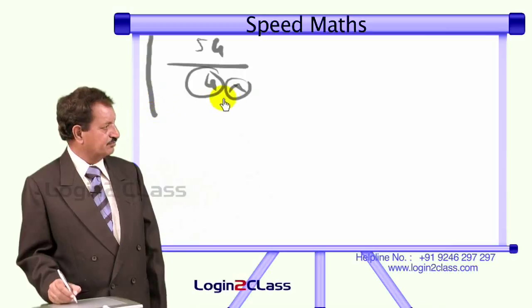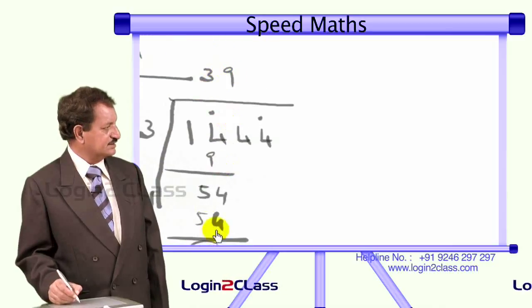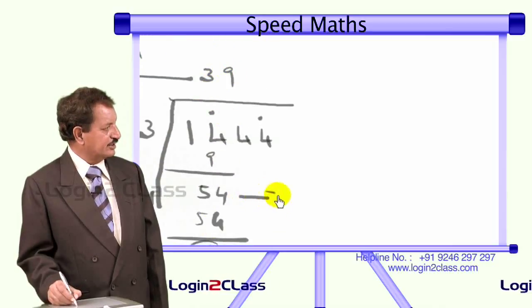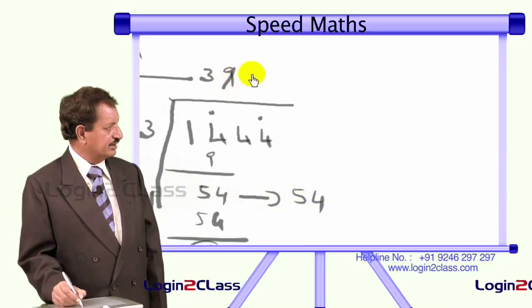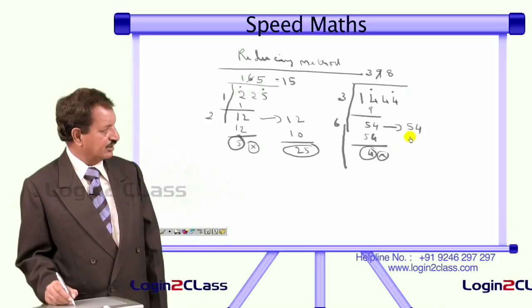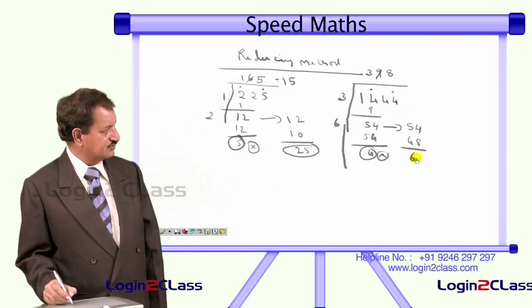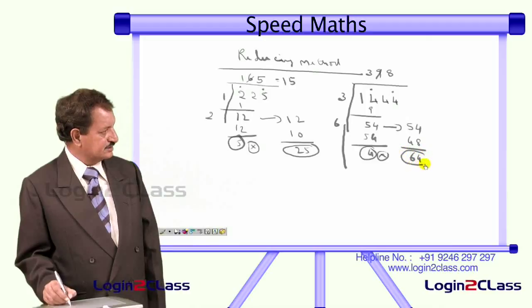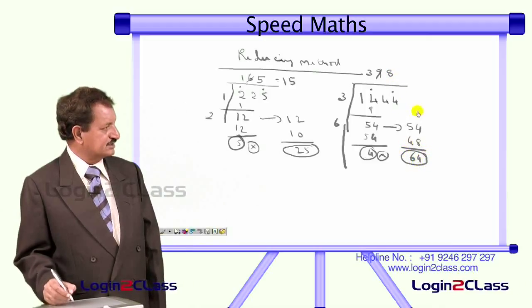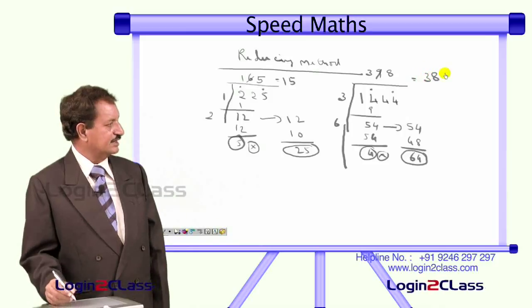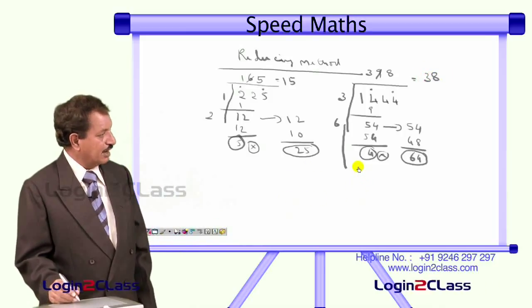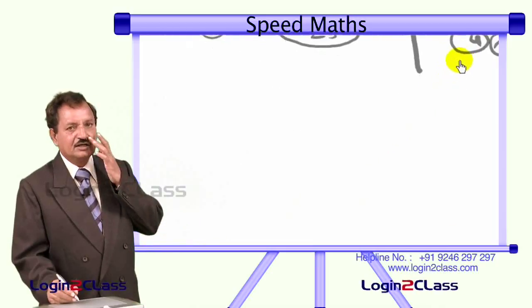The remainder should be 9 9s 81. So you go for reducing method. The 54 here, instead of 9, you divide with 8. 6 8s 48. 14 minus 8 6 and the last number is 4. So the remainder is 64. 8 8s 64. So the answer is 38. So like that, when you did not get proper remainder, you go for reducing method.